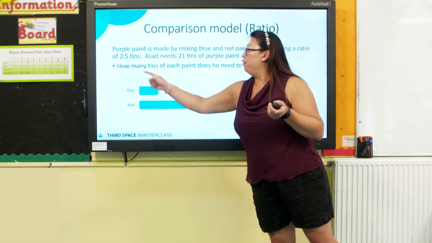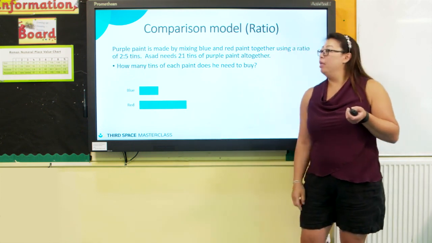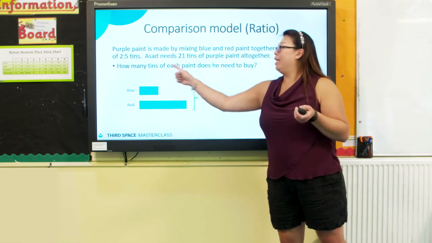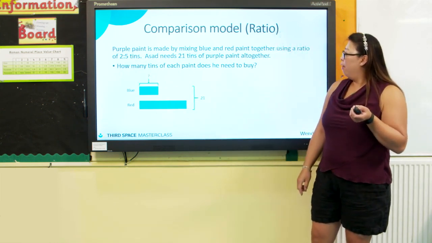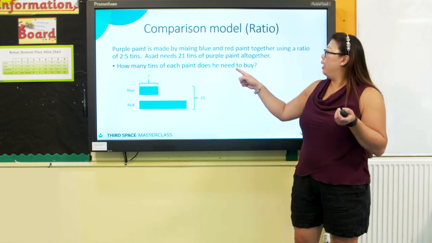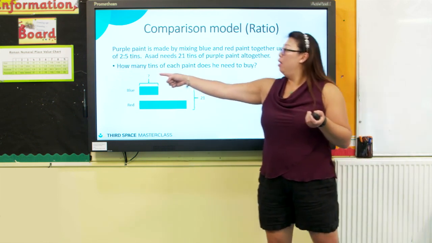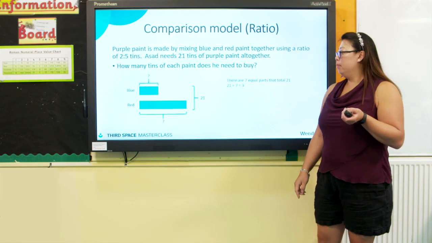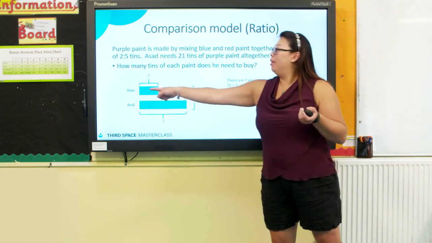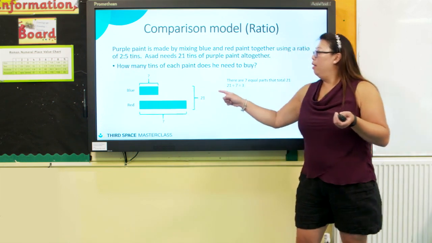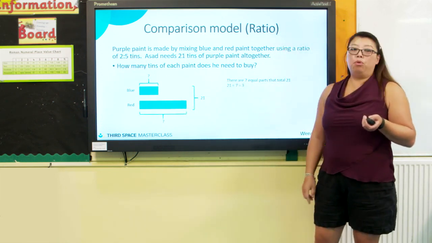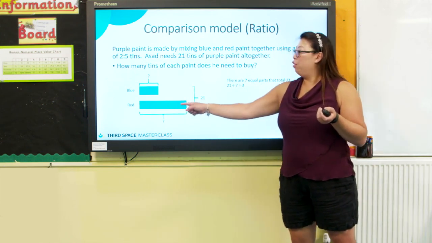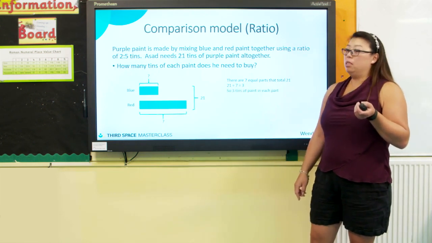So the ratio of 2 to 5 is represented in your bar models here. We also know that Asad needs 21 tins altogether. Therefore, how many tins of each paint does he need to buy? We need to work out how many tins of blue and how many tins of red. We can see that there are 7 equal parts here, the total being 21, so each part is 21 divided by 7, so 3. So 3 tins of paint should go into each part.